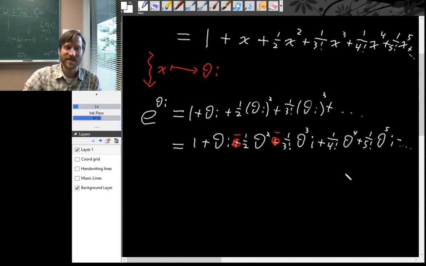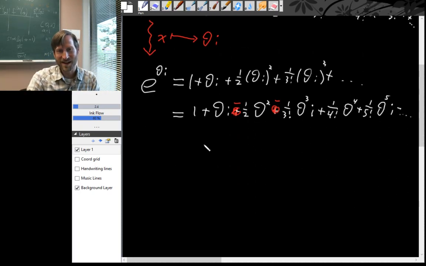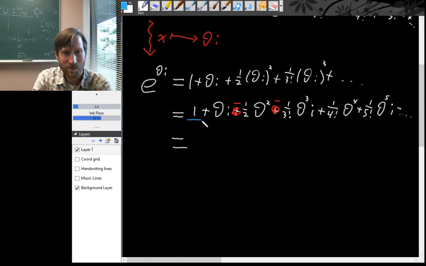Okay, so what is this big mess we've made for ourselves? It's a little hard to see, but let's separate all the terms that have an i from those that don't have an i. So the terms that do not have an i, I'm going to underline in blue. There's that one, the one term. There's the minus 1/2 theta squared term. There's the plus 1 over 4 factorial theta to the 4th term. So let's write those all down. I guess might as well write them in blue.